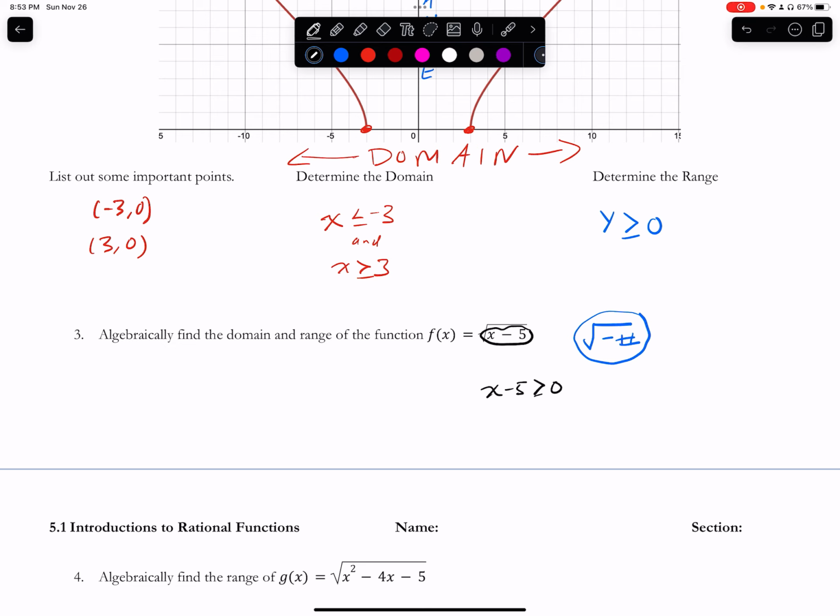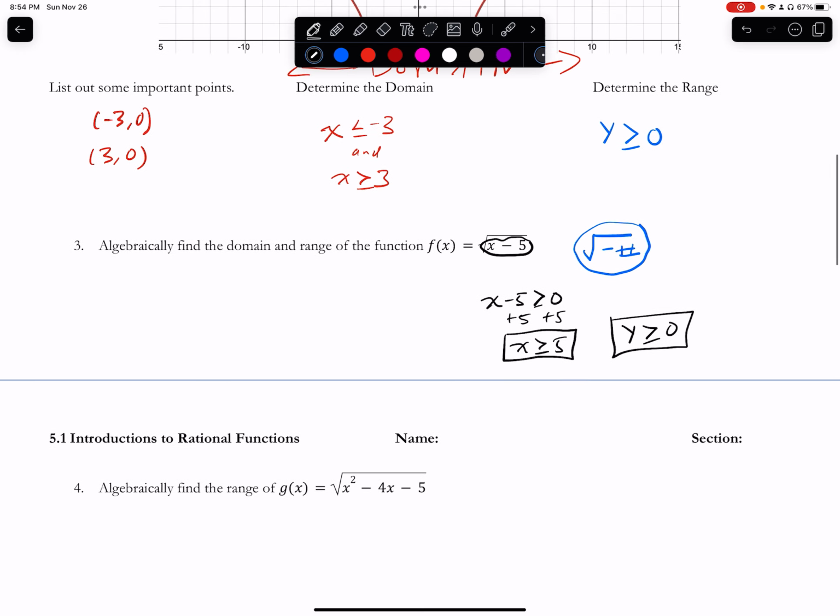So if I solve for x, add 5 to both sides, I'm going to say x is greater than or equal to 5. So that's the domain of this function. And then the range of this function is going to be all values that are greater than or equal to 0. So y is greater than or equal to 0, because you can't possibly get a negative number out if we're taking the square root of a number.